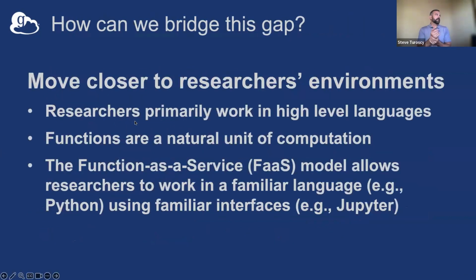Moving forward, how can we bridge this gap? A lot of researchers want to move closer to their environments. They primarily work in high-level languages, things like Python and R and those types of scripting languages. Functions are a very natural unit of computation. There's a lot of script writing, a lot of functions as a service. The functions as a service model allows these researchers to work in those familiar languages, like Python. And then we can move on to using more familiar interfaces like Jupyter, which I'm going to show you in the hands-on.